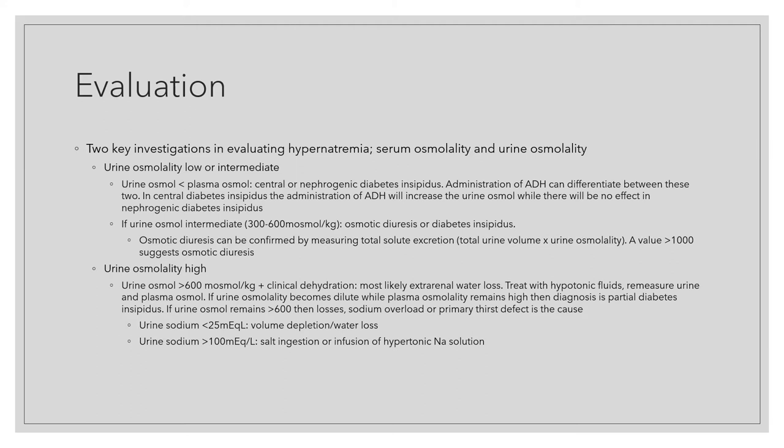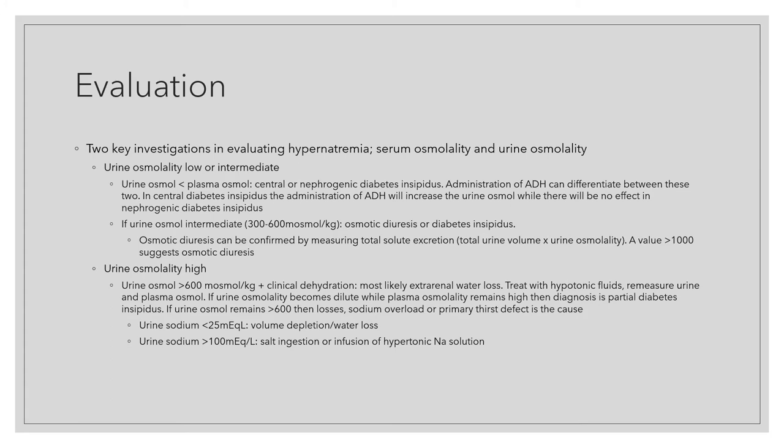Now, if the urine osmolality is intermediate, so 300 to 600, then you're considering osmotic diuresis or diabetes insipidus. The osmotic diuresis can be confirmed by measuring the total solute excretion, and a value greater than 1,000 suggests osmotic diuresis. Otherwise, the cause would be diabetes insipidus again.